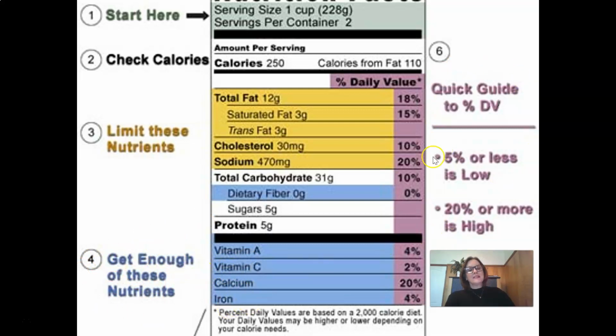So the percentage daily values are based on a 2,000 calorie diet. Your daily values may be higher or lower depending on your calorie needs. So whether you're male, female, and your age, obviously. So if you have 5% or less of your daily percentage value, that would be considered low and you need to up it. If you get 20% or more, it's high and too much.